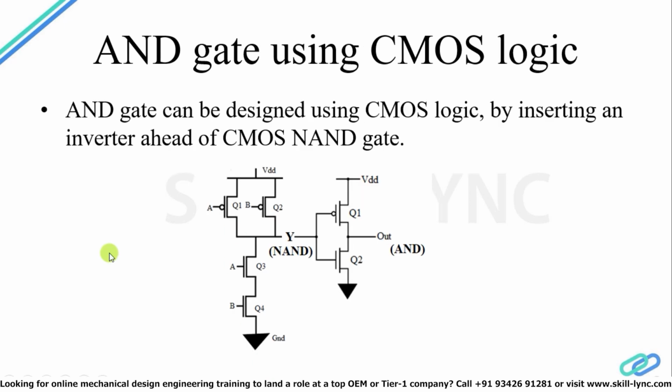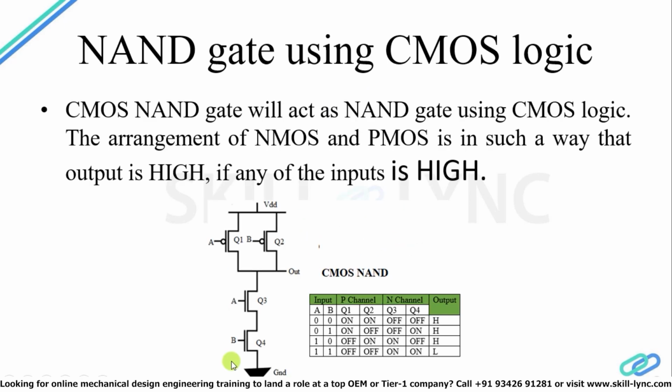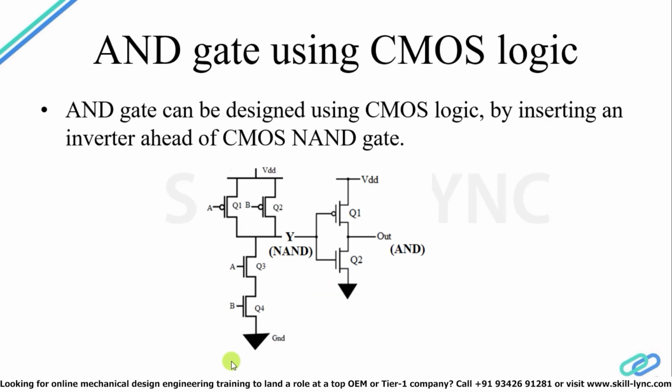Now next is the AND gate using CMOS logic. The AND gate can be designed by just putting a NOT gate after this. So NAND plus NOT equal to AND. You will see this is NAND, this is NOT. I am just combining two things and it is your AND. Because till this point it is NAND and after it, it is acting as an inverter. So whatever the value, the complemented form is there, that is known as the AND gate. So it's all about the AND gate.